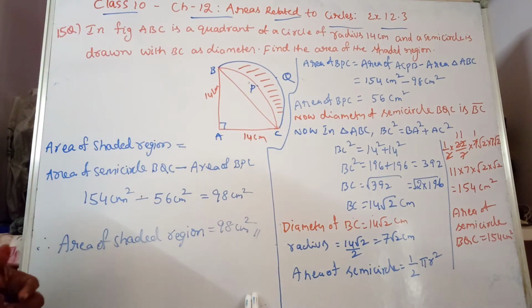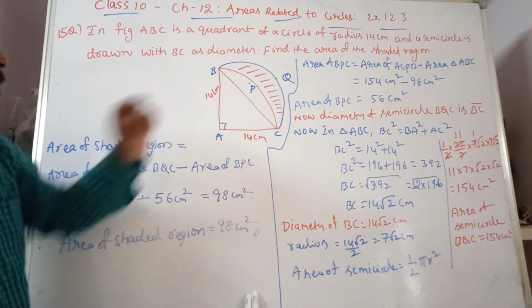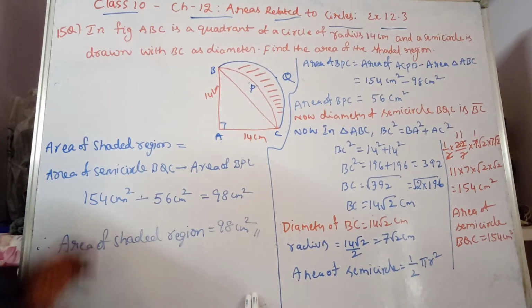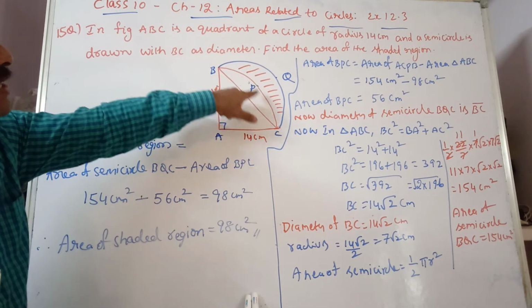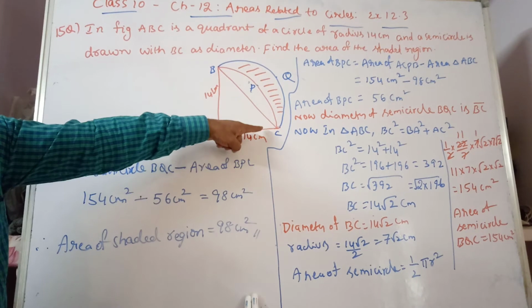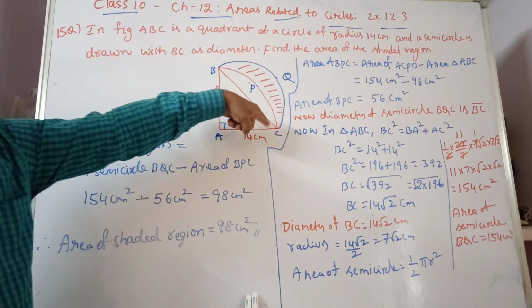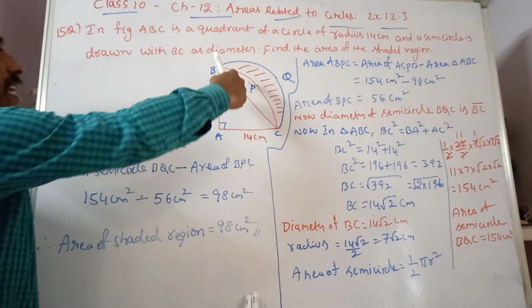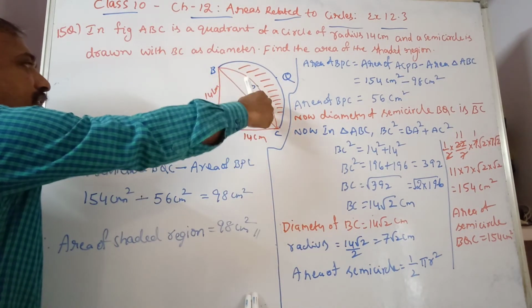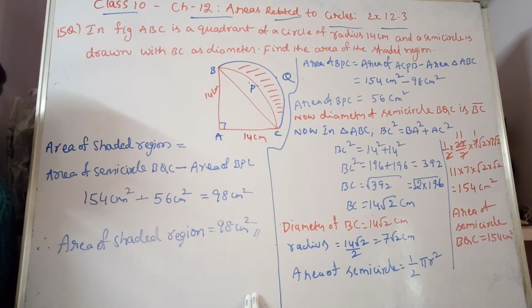So first we found the area of the quadrant ABPC. Then we found the area of the triangle. We subtracted the area of the triangle from the quadrant area and got the area of this portion. Then we found the diameter, which is nothing but the hypotenuse of the triangle. Then we found the area of the semicircle. From the area of the semicircle, we subtracted the area of this portion. Then we got the area of the shaded region. I hope you understood.